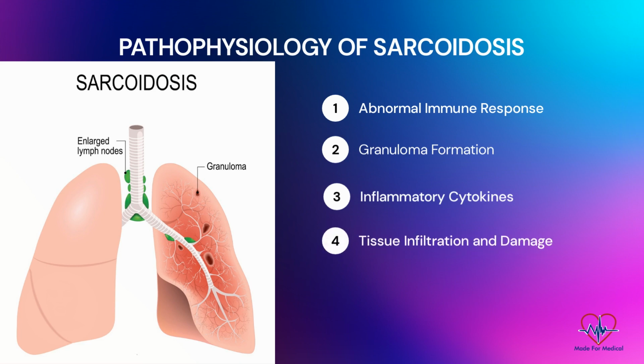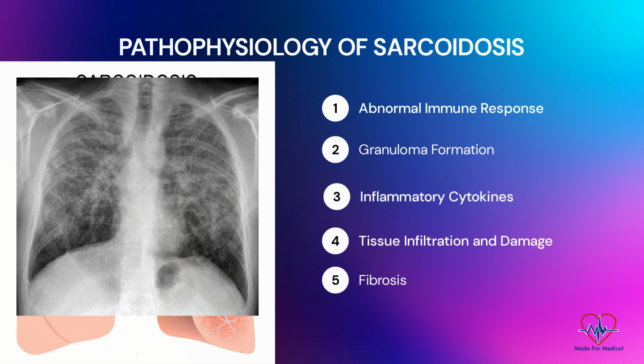Tissue infiltration and damage. The granulomas can infiltrate and affect multiple organs and tissues, including the lungs, lymph nodes, skin, eyes, liver, and spleen. The presence of granulomas disrupts the normal architecture of the affected tissues, leading to tissue damage and dysfunction. Fibrosis. In some cases, sarcoidosis can progress to fibrosis, which is the excessive formation of scar tissue.